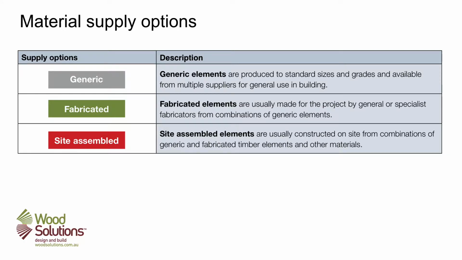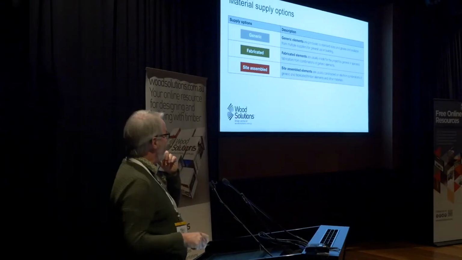The next is you make a fabricated component, and a nail plate truss is a fabricated component. It's made for a location in a job and comes to site. The other is site assembled things, which are things that you can't actually make somewhere else. You've got to actually put bits together on site.